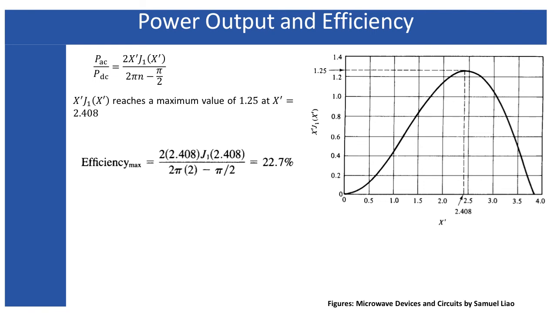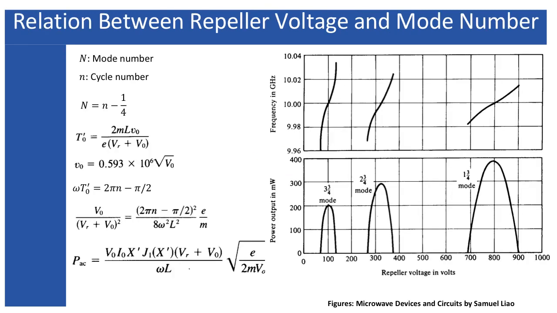So now the maximum value of x dash is known to you, and from here the maximum efficiency for the reflex klystron amplifier can be obtained as 22.7%. In my last derivation in my last slide, I used the first mode, corresponding to the cycle number small n equal to 1, in order to achieve the maximum efficiency.